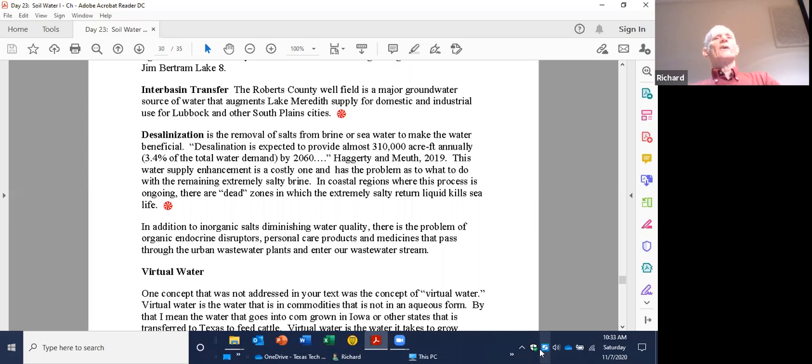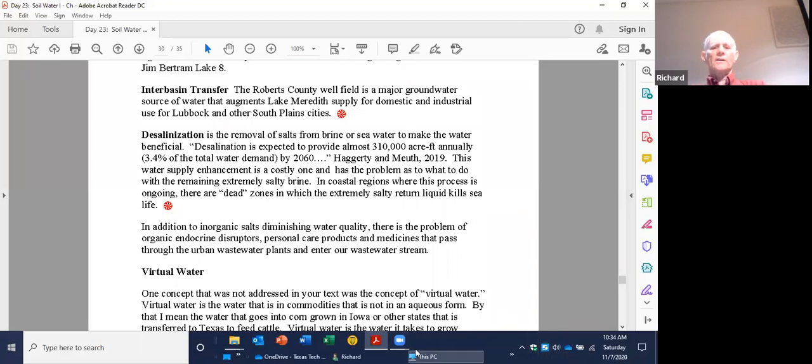If you look at other areas in Israel that have desalinization, and Haifa is one of the examples, they pump in water, they return the brine back to the Mediterranean Sea, and there are dead zones out in the Mediterranean Sea with very high brine water. Same thing is true in California where they use desalinization.